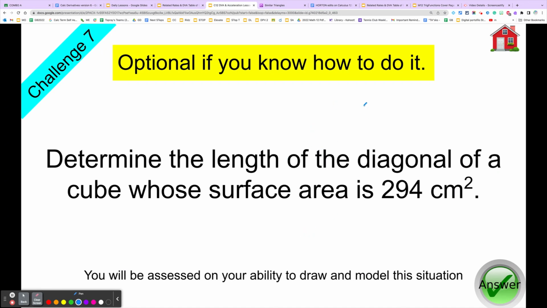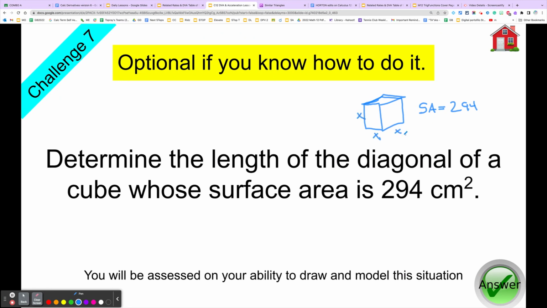Well, we better start off with a good drawing here. So let's first off draw a cube. And this is already off to a very shocking start. I'm drawing with a mouse. You'll draw with a pencil, so yours will be better. So the surface area here equals 294. And it's a cube, so all these side lengths are the same.